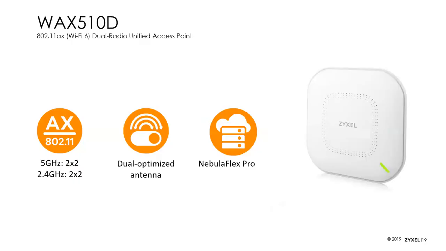So the WAX510D, very similar to the NWA110AX. We add the ability here of our dual optimized antennas. So with dual optimized antennas, traditionally your ceiling mount antenna has one fixed antenna pattern that it uses that's optimized for mounting on a ceiling. With dual optimized antennas, we've got 2 different sets of antennas built into the device. One that's optimized for ceiling mount, one that's optimized for wall mount. And you can easily switch between the antenna pattern when you mount the device onto where you're going to mount it. So that way you've always got the optimized antenna pattern for wherever you've decided to mount the device. And this is NebulaFlex Pro.